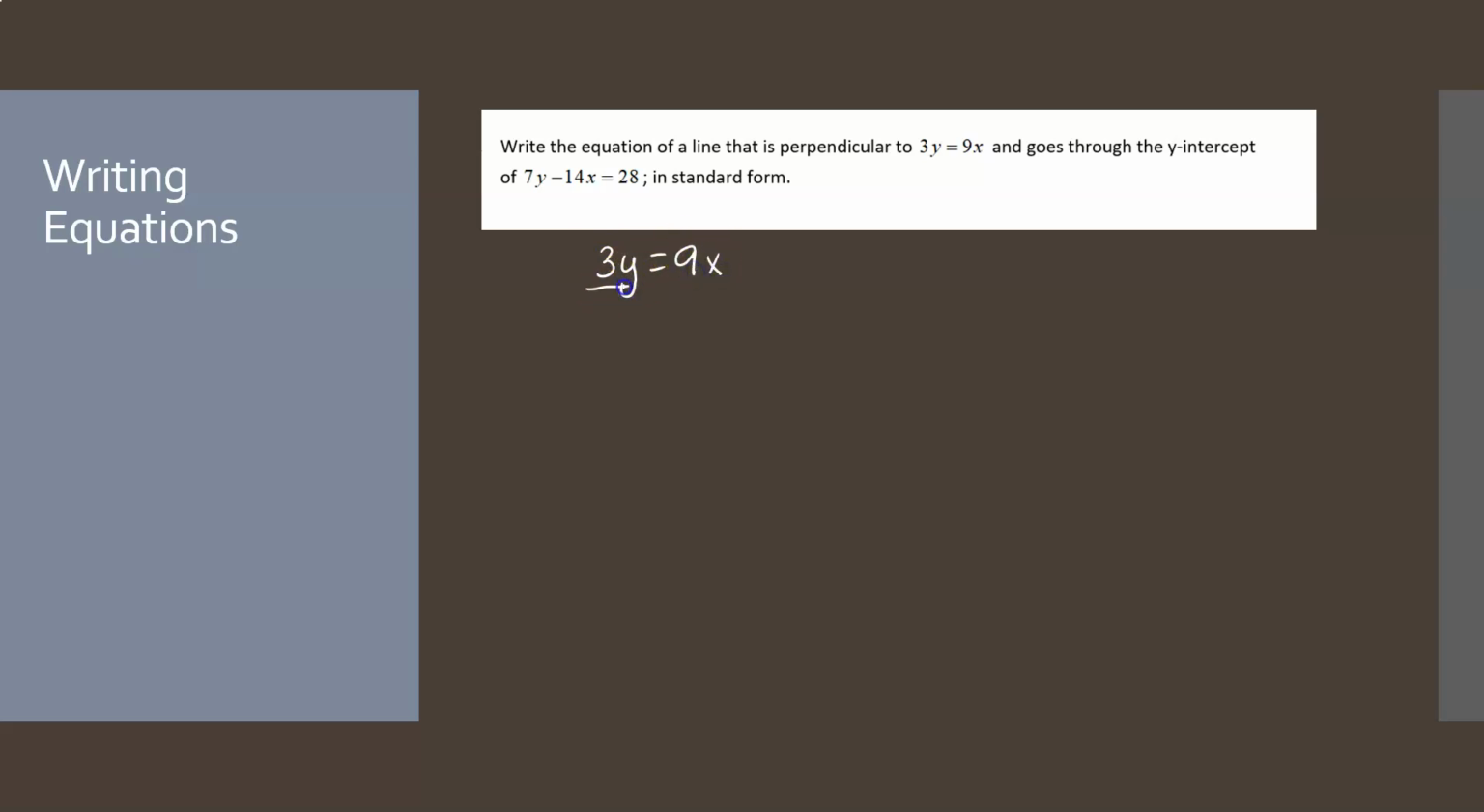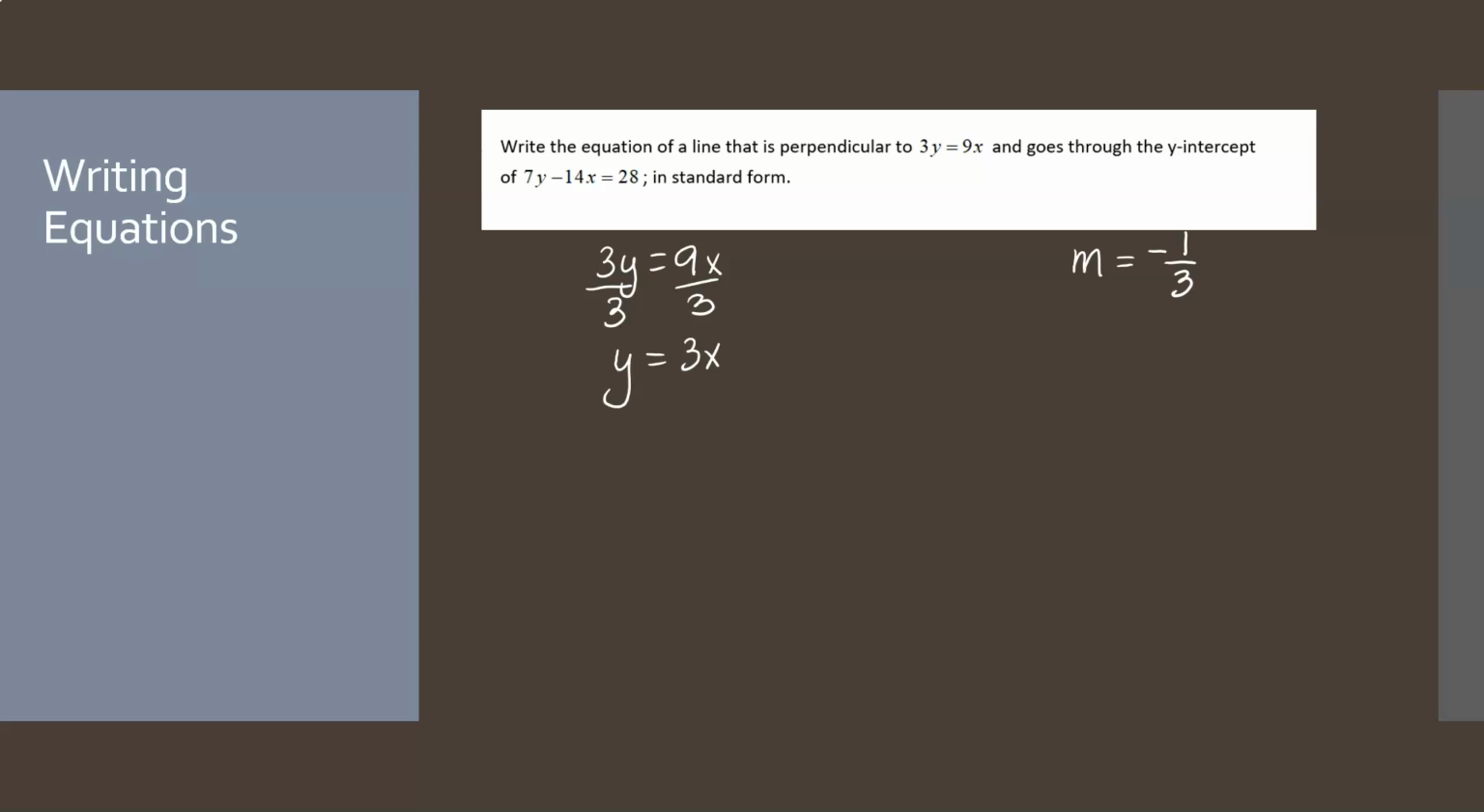So we got to get y by itself. So I'm going to divide by 3. So my slope is 3. But we want a line that is perpendicular to that. So you flip 3 over 1 upside down and make it negative. So the slope that we're going to use is -1/3.